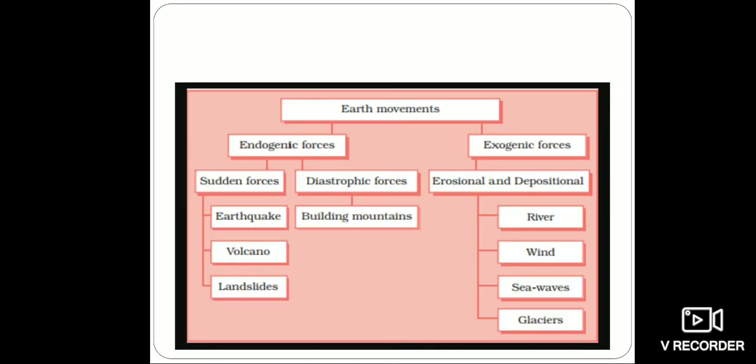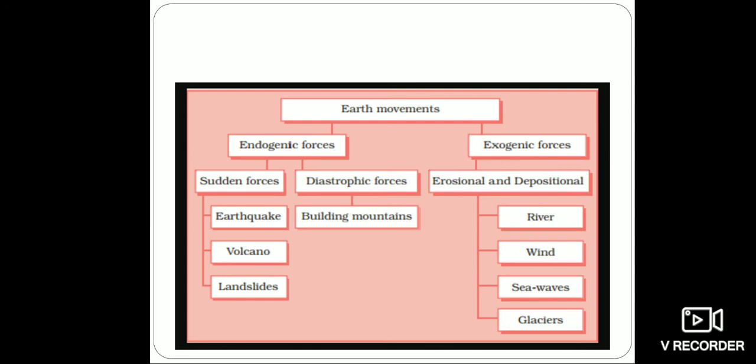Now we are going to study the Earth movements. Earth movements are basically the movements caused over the Earth, and the reason behind these movements are exogenic forces and endogenic forces. The forces which operate over the surface of the Earth are called exogenic forces, whereas the forces which operate deep down inside the Earth are called endogenic forces.